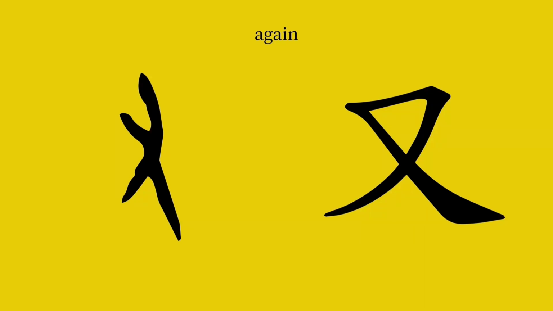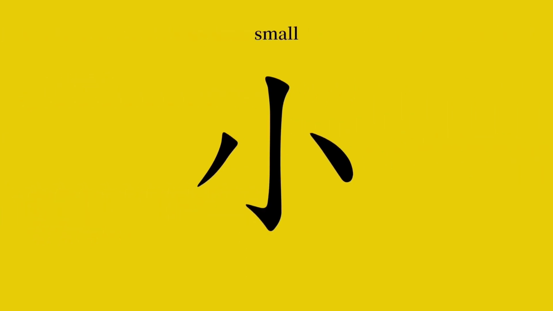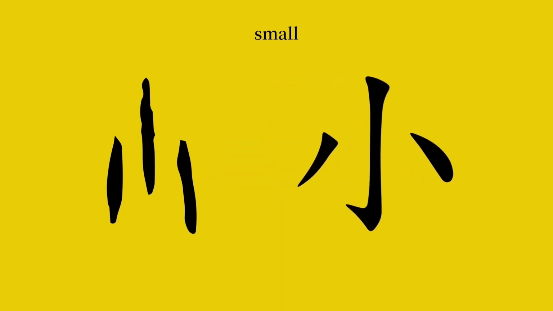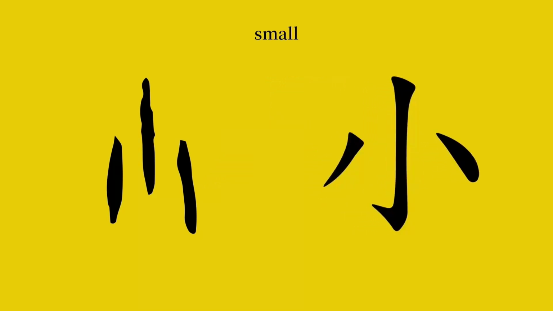Consider also the character for small. In our earlier video, we discussed how it began as either 3 small dots or 3 grains of sand. Now we know why they specifically used 3 strokes instead of any other number.